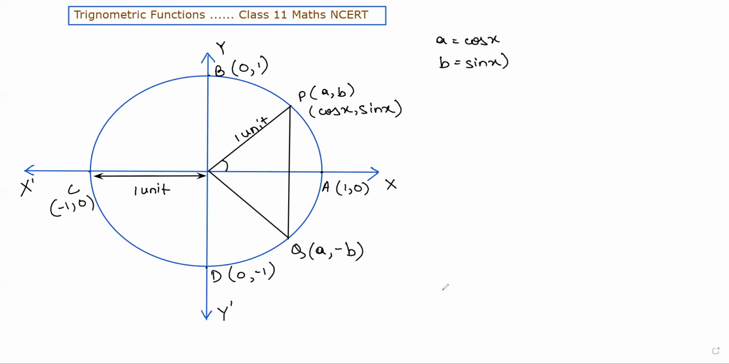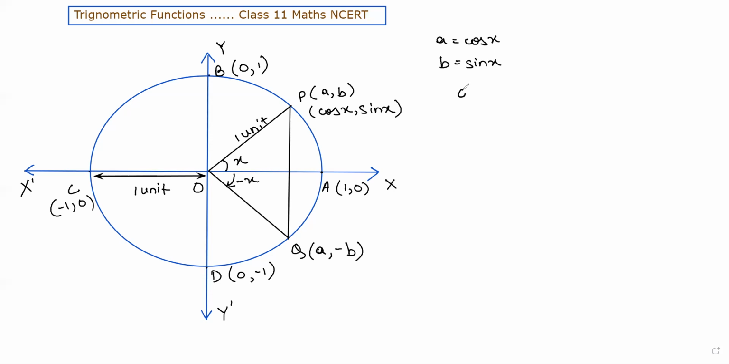As you can observe, in the first quadrant, a and b both are positive. In the fourth quadrant, the coordinates are (a, -b): a is positive, so the x coordinate is positive and the y coordinate is negative. The angle made by POA is x, and therefore this will be minus x, the angle made by AOQ.